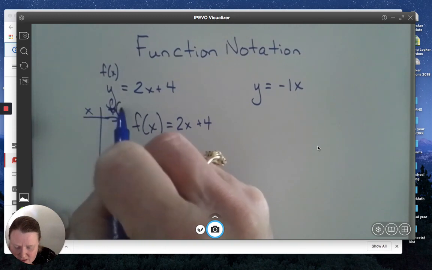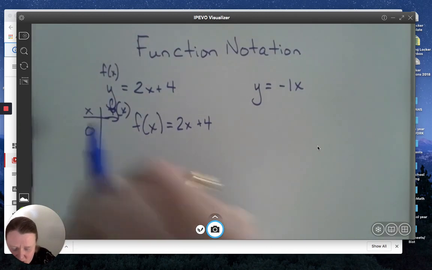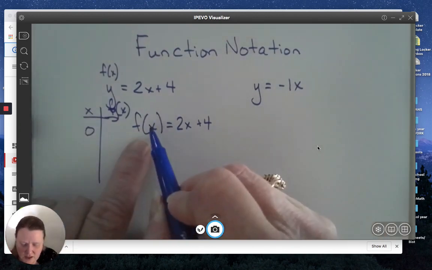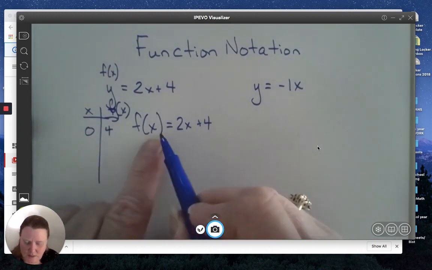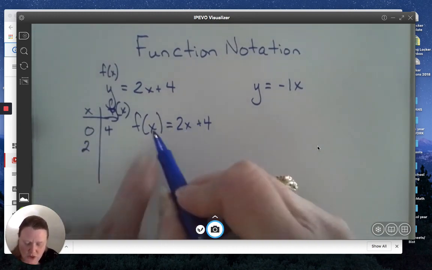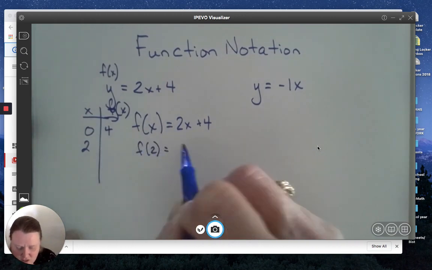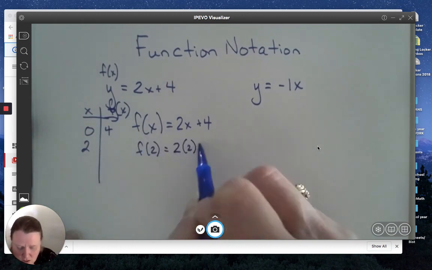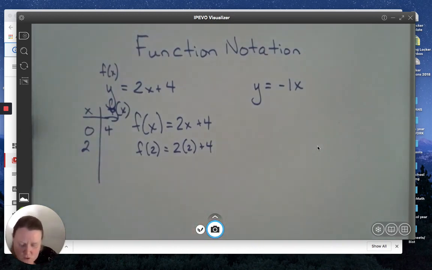This now becomes f of x. It just replaces the y completely. So then if I put in a number like 0, we'd put in a 0 here, which means we put in a 0 here, and then we just work out the problem. Then we put in another number, let's say 2, so I would write it like this: f of 2 is equal to 2 times 2 plus 4, so I'd end up with an answer of 8.